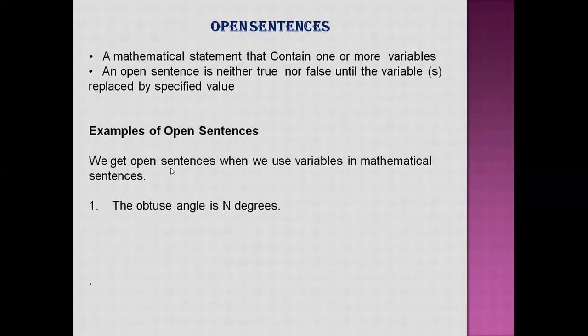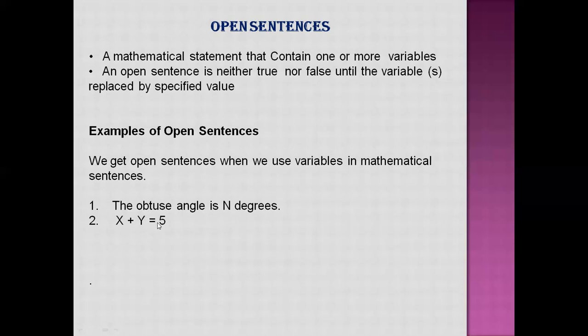Examples of open sentences. We get open sentences when we use variables in a mathematical sentence. The obtuse angle is n degrees. We don't know the exact value of n, and we know the obtuse angle is greater than 90 and less than 180, but the value of n is unknown.